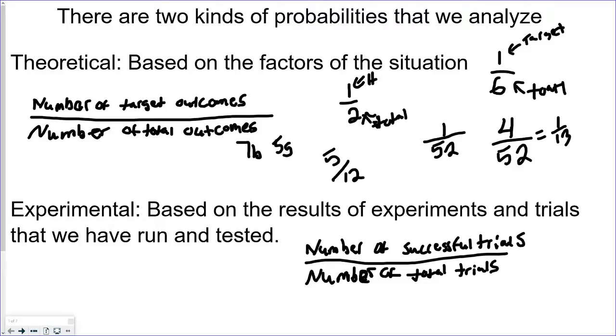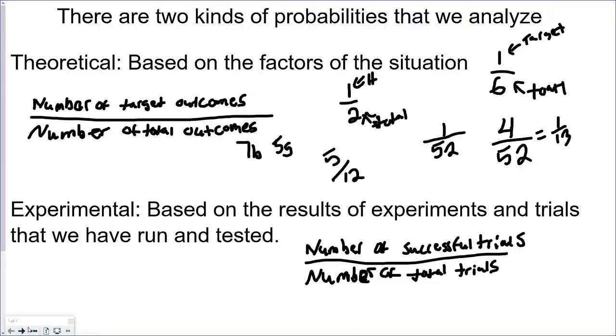Now, if the die was weighted in some way or altered where one side came up more than the other sides, and I didn't know exactly how much more, then I would have to use experimental, because now I no longer know what side's going to come up more than the other. They're not all equal anymore. So then I have to run the experimental test and roll the die tens of thousands of times to see which side has a more likely chance of coming up and what the probability of each side coming up is.